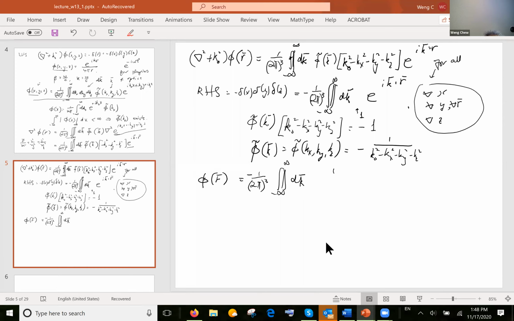I put a minus sign outside, so it would be k0 square minus kx square minus ky square minus kz square, and then e to the ik dot r. This is the shorthand representation for it. And if I write it down in full, it is actually ikxx plus ikyy plus ikzz. So this is essentially a plane wave.